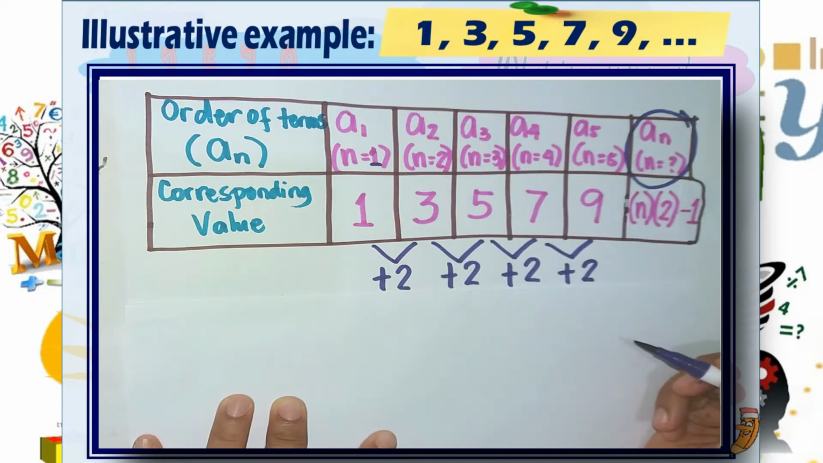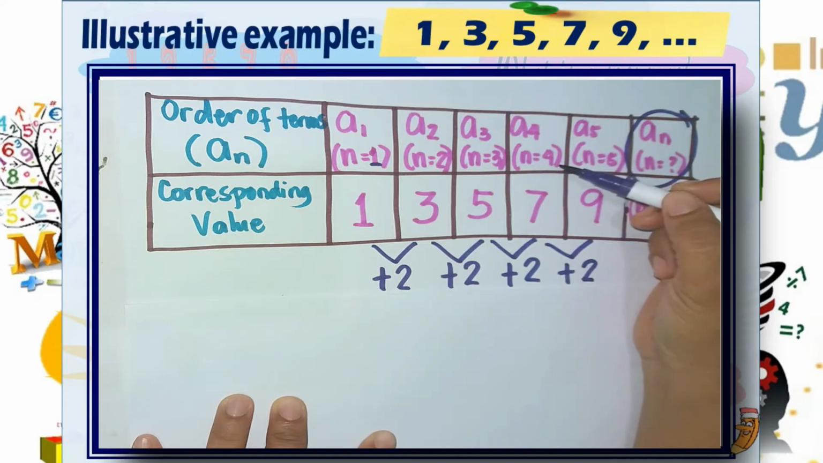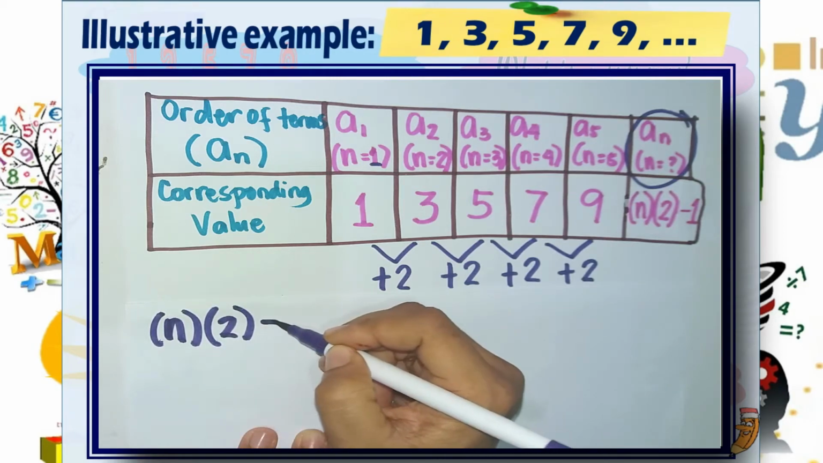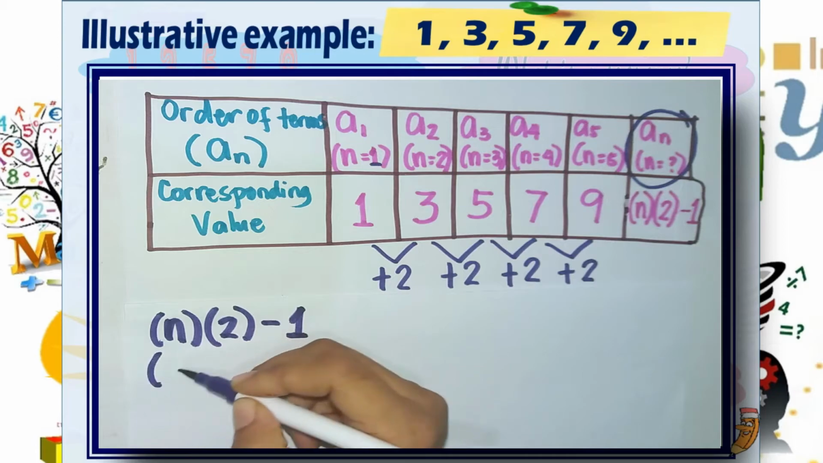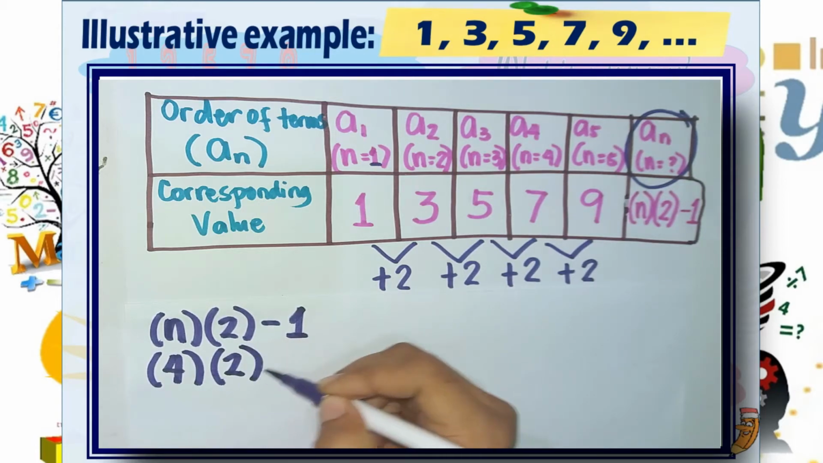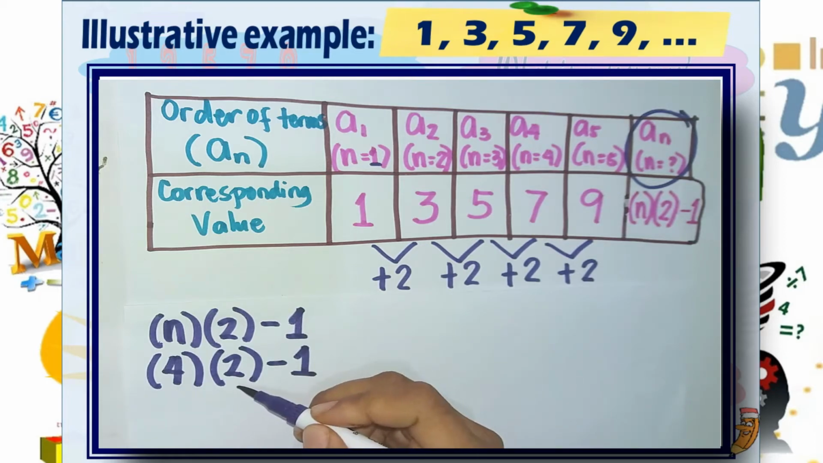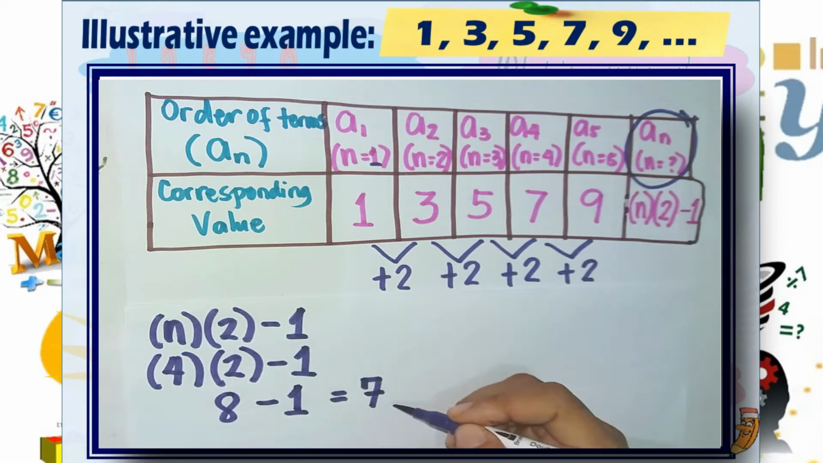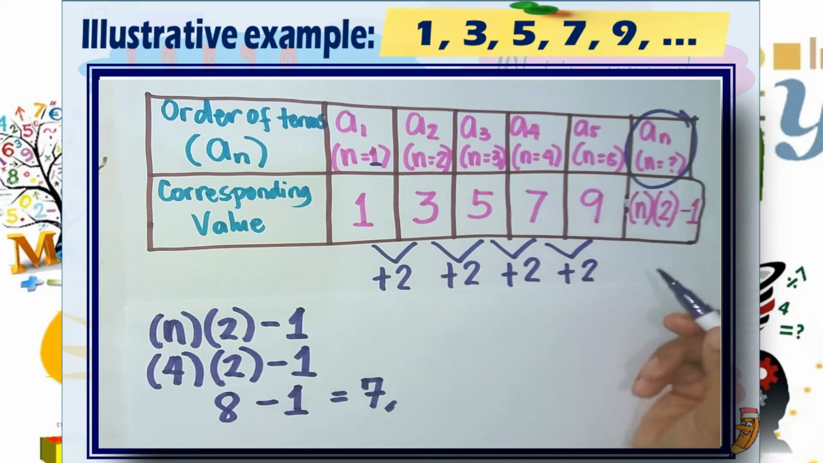Let's test it out on the fourth term, where n equals 4. Using this formula, n times 2 minus 1. n is 4 times 2 minus 1. 4 times 2 equals 8. Then minus 1. 8 minus 1 equals 7. This is exactly the answer that we are hoping for. So this generated formula indeed is the correct pattern or rule that will satisfy the given sequence.